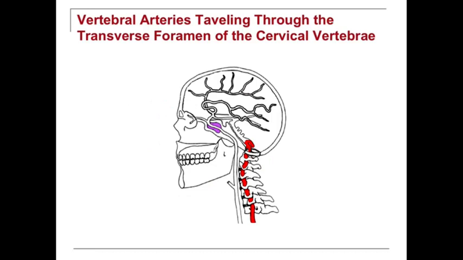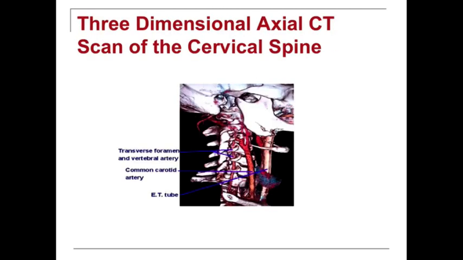Here's the vertebral artery going through the transverse foramen of the cervical vertebrae. Here's a CT scan showing the vertebral artery going through the transverse foramen, but you can also see the common carotids there as well. Just to show you some of the other anatomy so you know what you're looking at over here. This is the zygomatic bone. This is the angle of the mandible. There's your TMJ, temporomandibular joint. There's your external auditory meatus. Here's your mastoid bone.